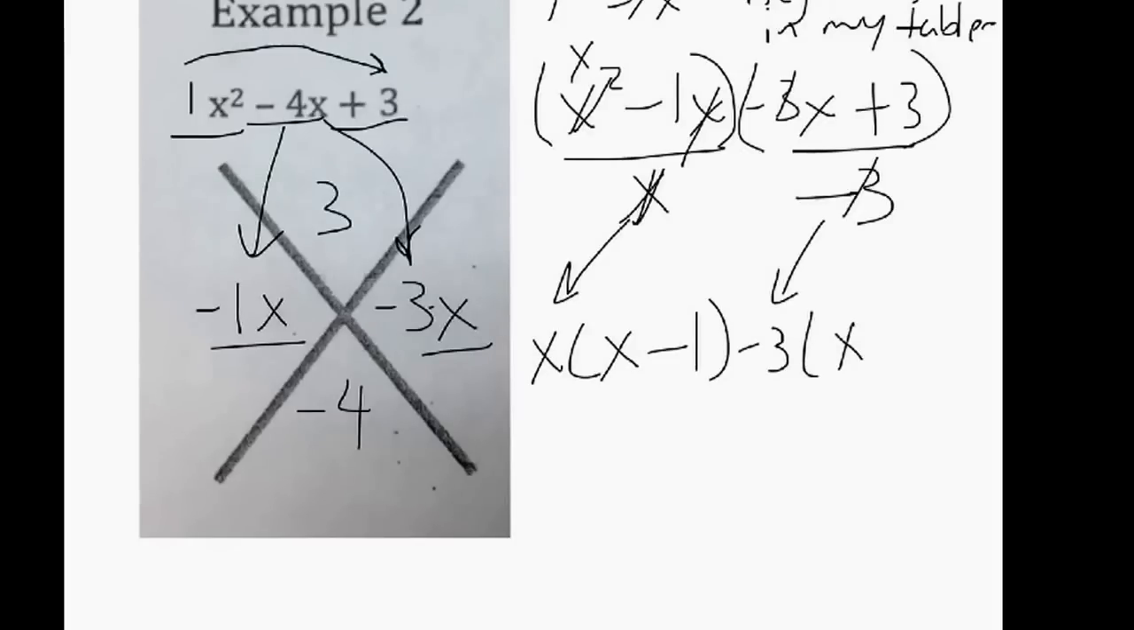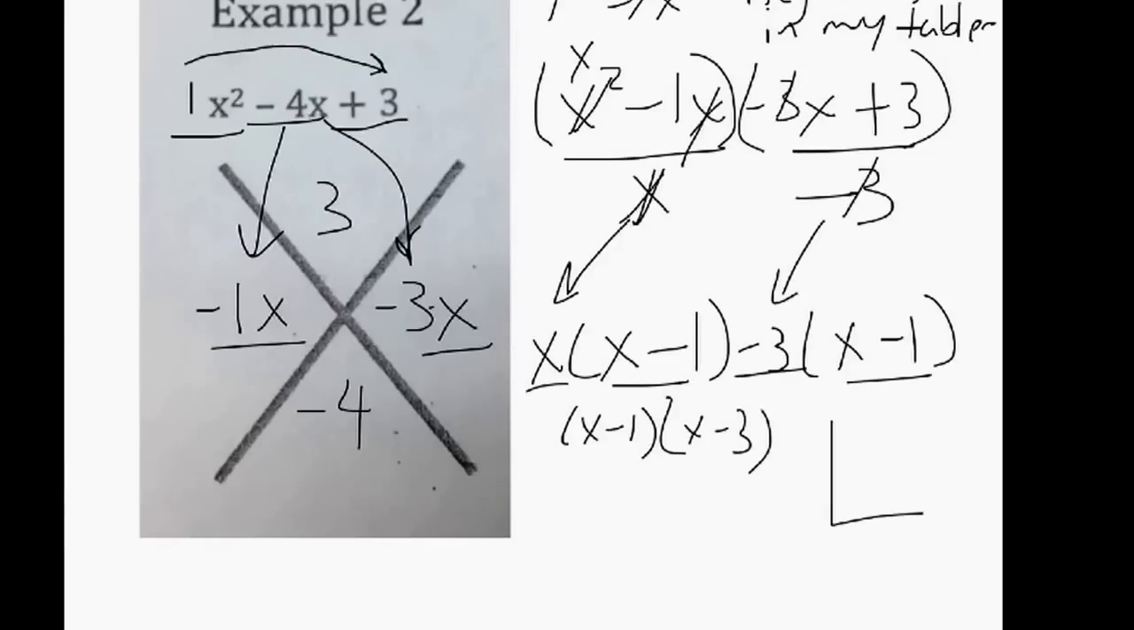Negative 3 divides into regular 3 and leaves us with negative 1, and what you'll notice is that the inside part is the same. So that's x minus 1. The rest of it is x minus 3. We could do the box method real quick to make sure that we are right. x minus 1 across the top, x minus 3 down the side.